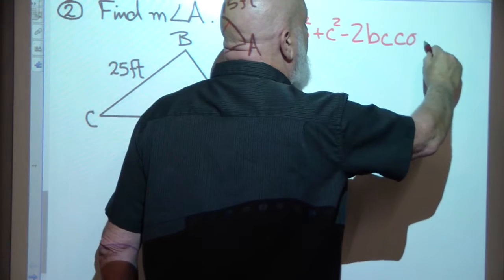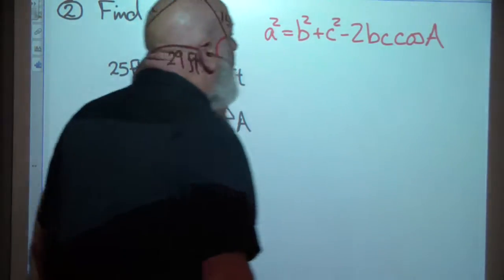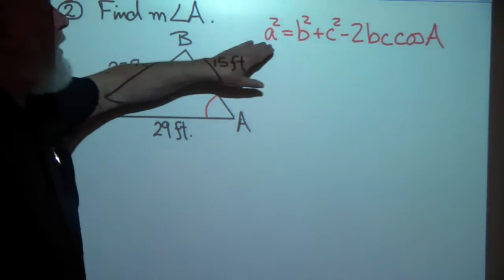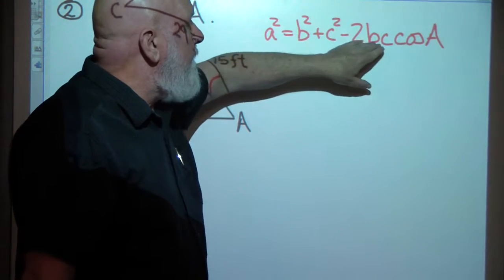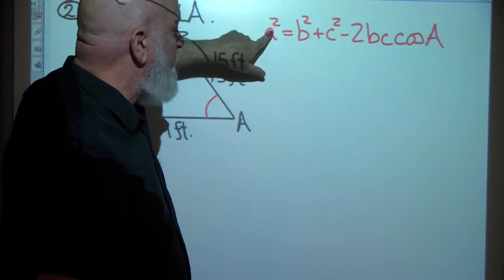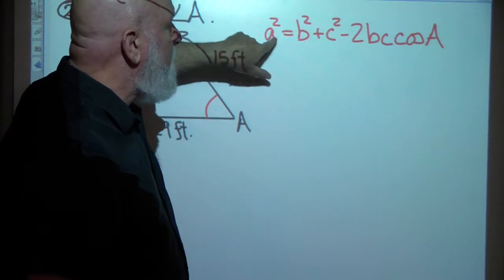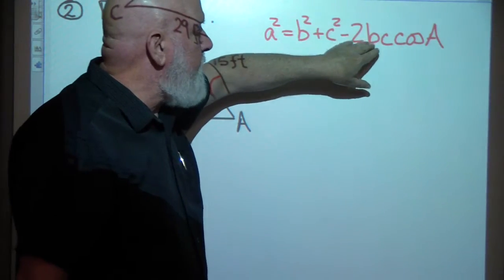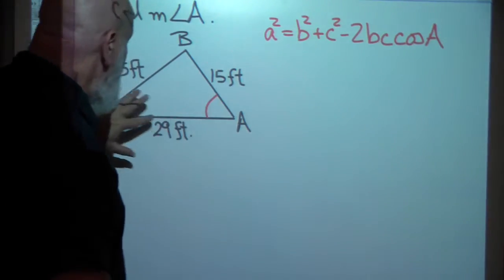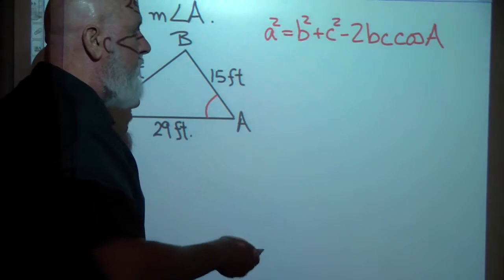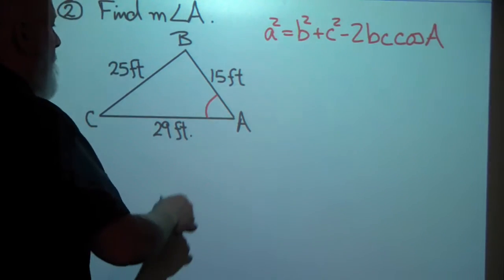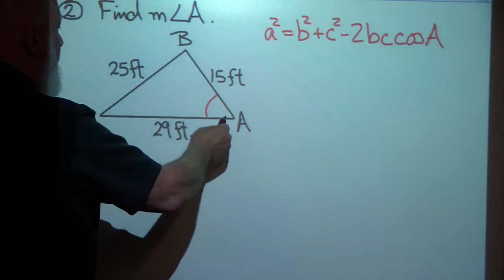Times the cosine of A. Okay, I'm going to plug in everything. I'm not going to know A, and then I'll solve this for A. Now some people like to solve this algebraically, subtract B squared from both sides, subtract C squared from both sides, and then divide both sides by negative 2BC, and then plug the values in. That will work just fine too. I'm going to go ahead and just plug the values in and then solve. So here we go. I'll try not to make any mistakes.